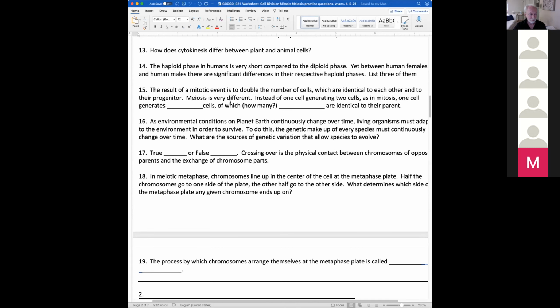Okay, this number 15 is related to some of the previous questions. The result of a mitotic event is to double the number of cells, and they are identical to each other. Whereas in meiosis, it's very different. Instead of one cell generating two, one cell generates how many? In meiosis, you start with one cell and you end up with how many cells?